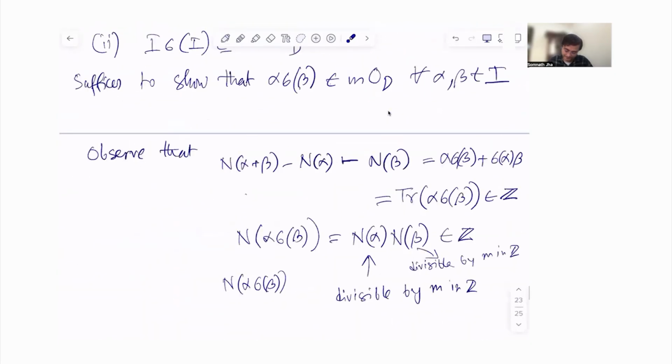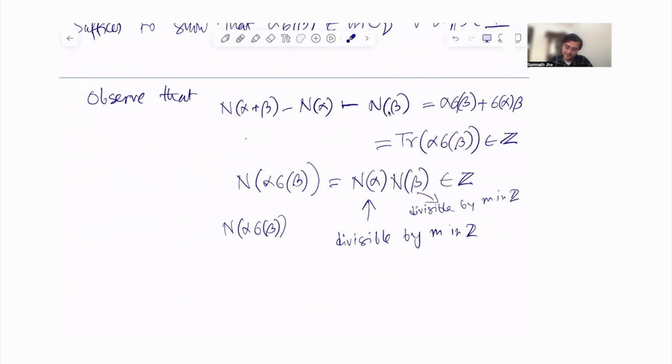So this is divisible by M, and this is divisible by M, and similarly this is divisible by M, because this is divisible by M, this is divisible by M. Okay, maybe I should say it here. Then all of these are divisible by M, right?